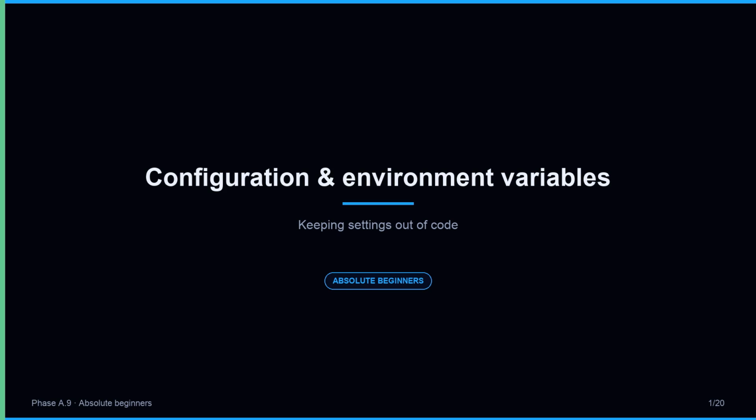We start with os.environ, the dictionary of environment variables, then meet the .env file pattern that keeps settings in a file you never commit. Settings outside the code.